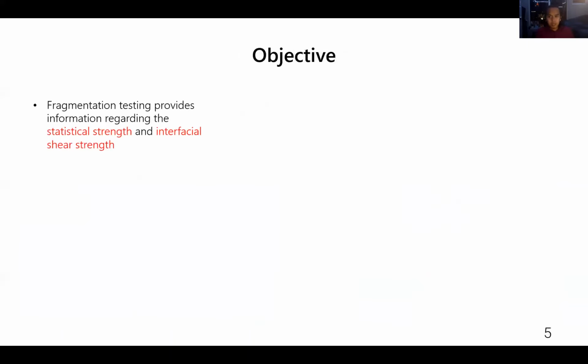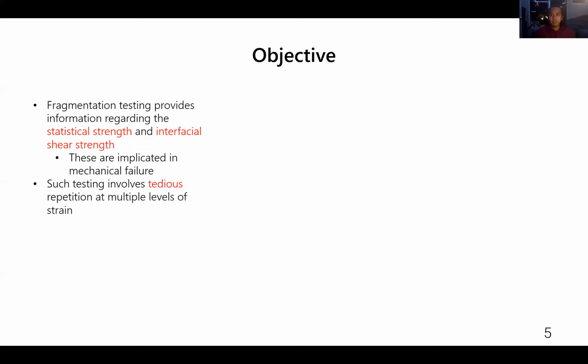A complete analysis of fragmentation yields information about the statistical and interfacial shear strengths of the material, both of which are important in understanding mechanical failure simply because they're implicated directly in it. This type of analysis, however, is pretty tedious. It's very labor intensive to conduct manually because it involves layers of analysis being done for multiple levels of strain. The sheer mass of how much needs to be done is tough.